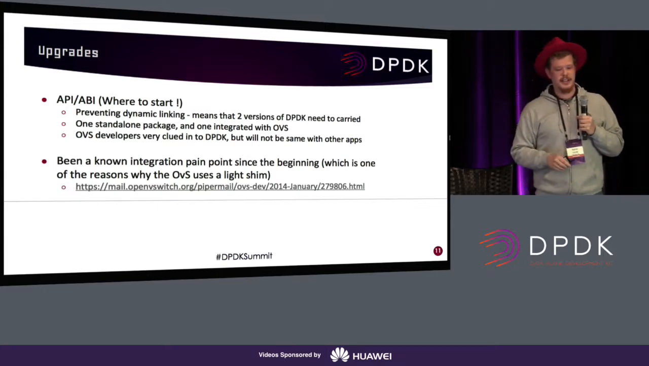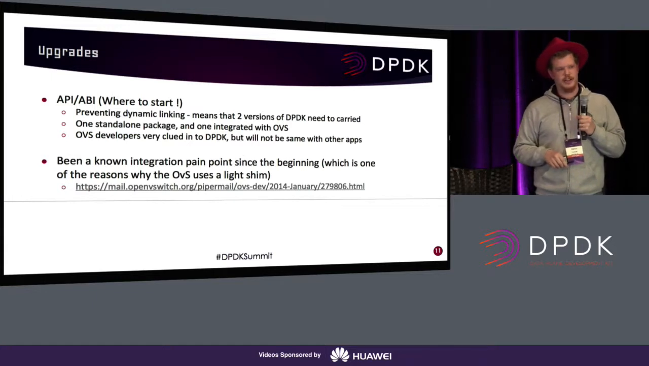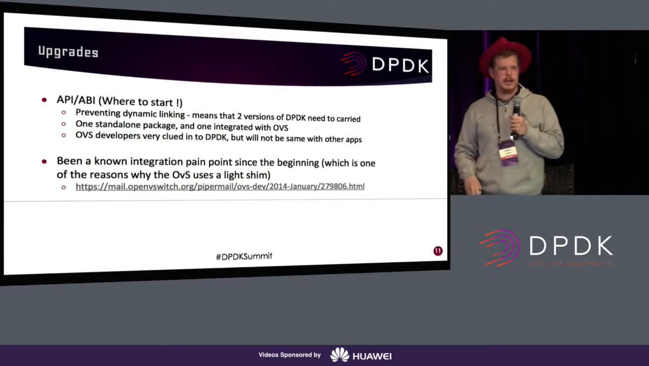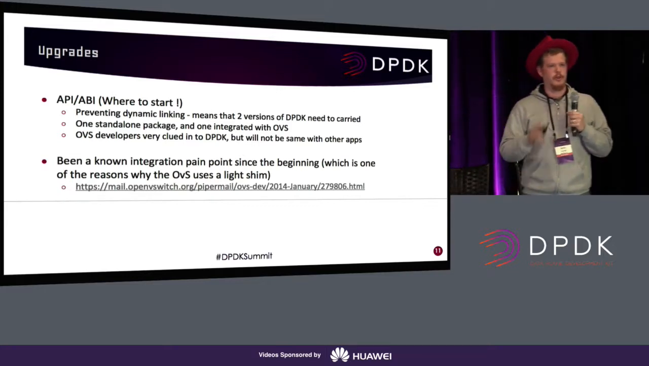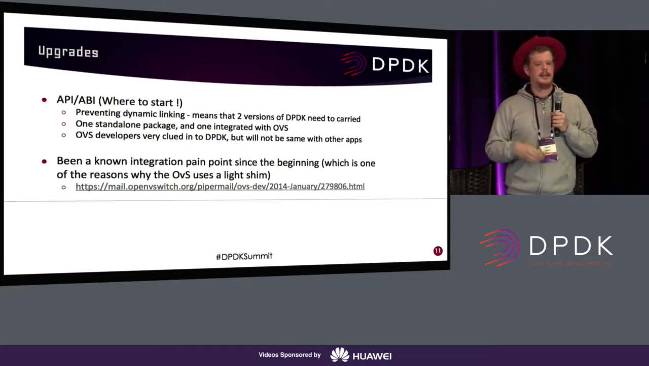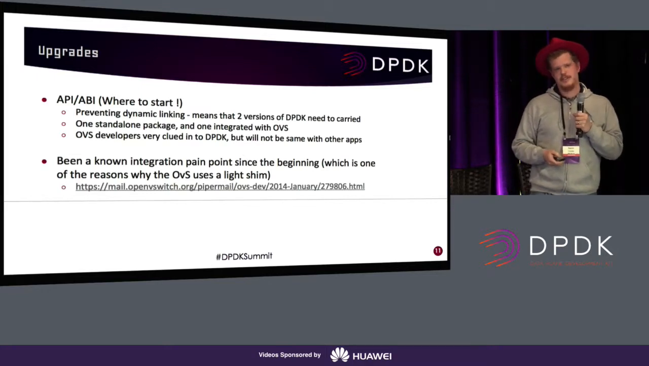I just wanted to point out that there's a link to a mail on the mailing list from the very first discussions of integrating DPDK, where it was brought up that API, ABI are going to be issues, and hopefully they'll settle out and there'll be a stable ABI. I guess in 3 years we haven't seen that yet, but I'm hopeful maybe it's coming.